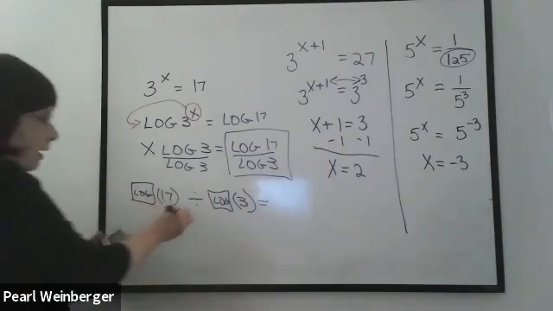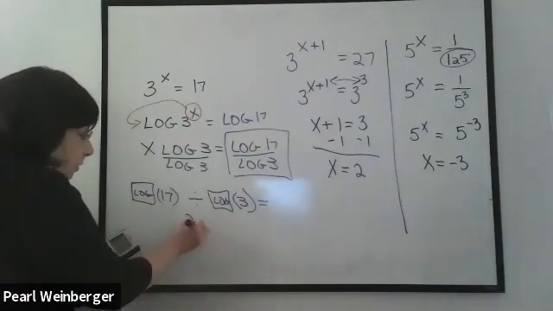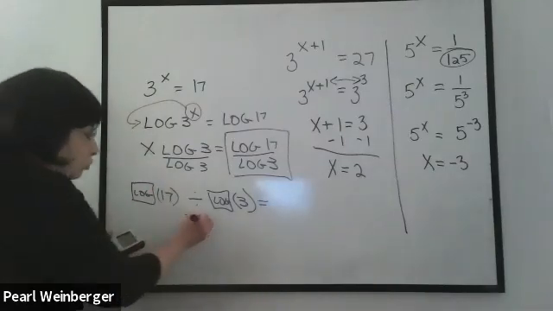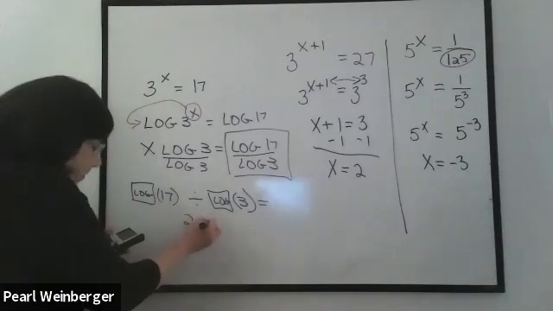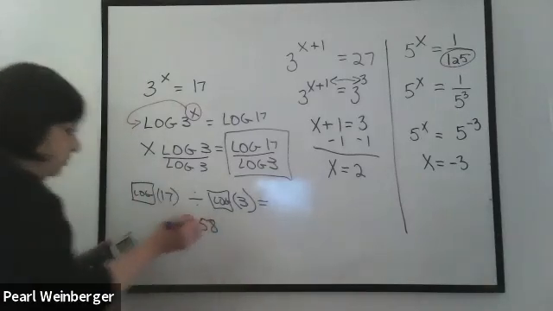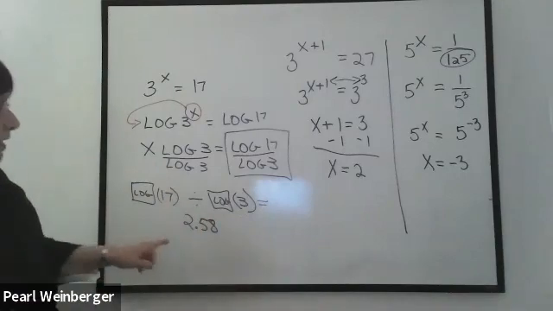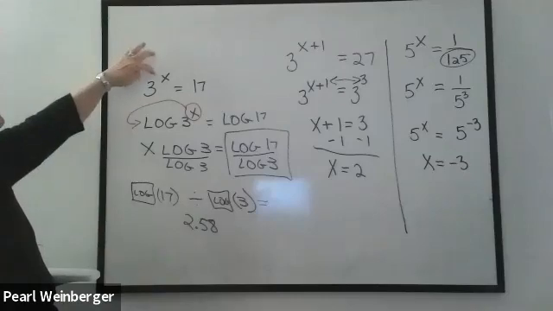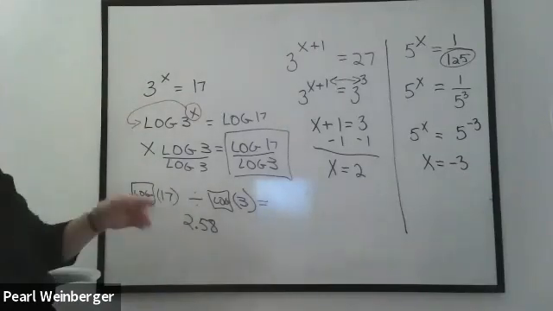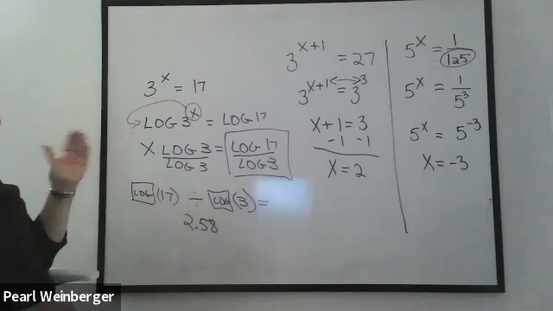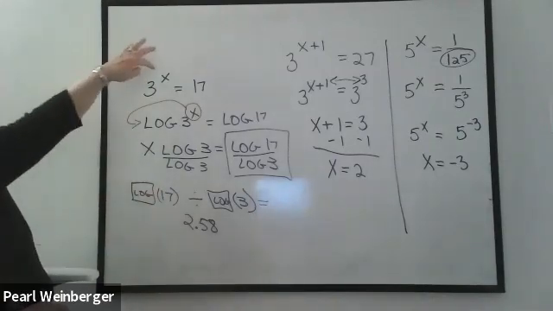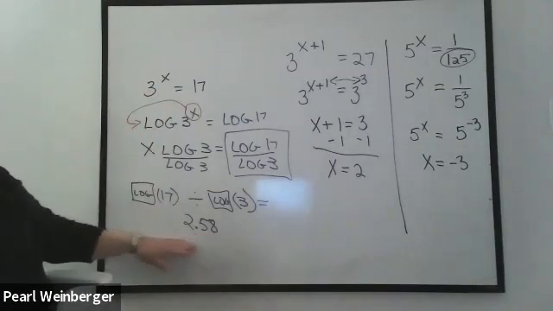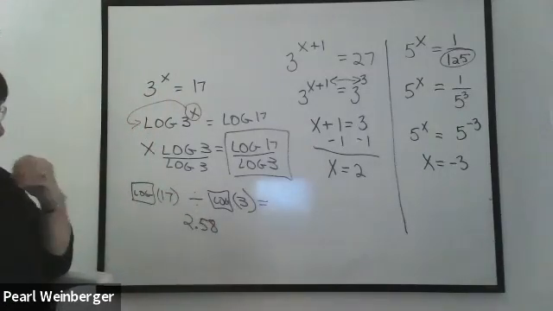So log 17 divided by log 3 equals, and I get the answer 2 point, now it's a long decimal, I'm going to go to 2 decimal places. 2.578 rounds off to 2.58. The exponent that I should put to 3 to get 17 is 2.58. And you could even check this on your calculator by doing 3 to the exponent 2.58. It won't come out to exactly 17 because I rounded this, but it'll be very close to 17.